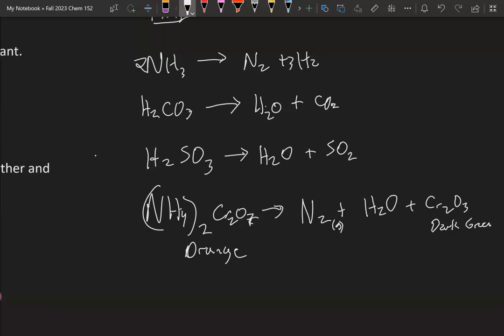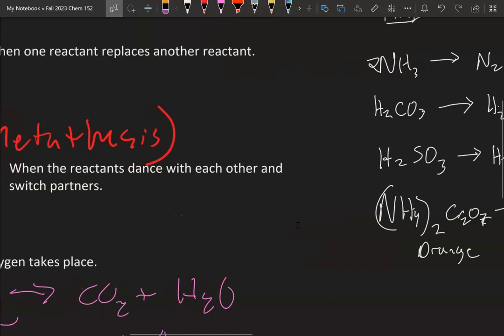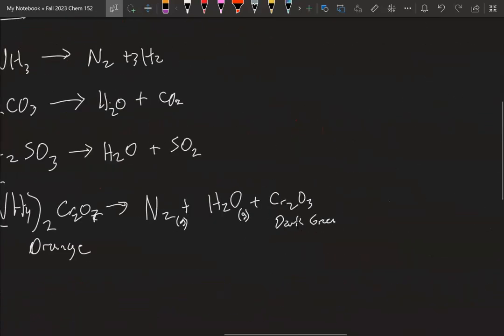Now nitrogen is a gas and water is a gas, so this is a really, really hot reaction. It's exothermic, and so the nitrogen and water come off as gases, so you're left with just this dark green mass on the surface. Now I do believe I have this as a demo in the videos. If not, this will be an easy one to show y'all later on. So all right, but that's decomposition.